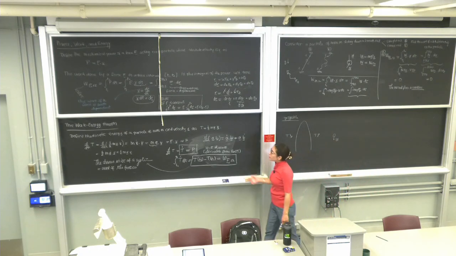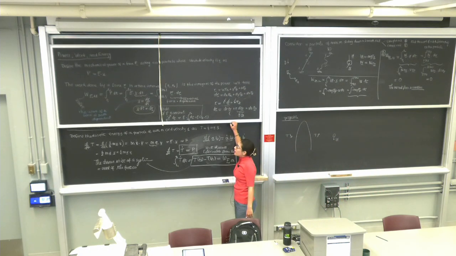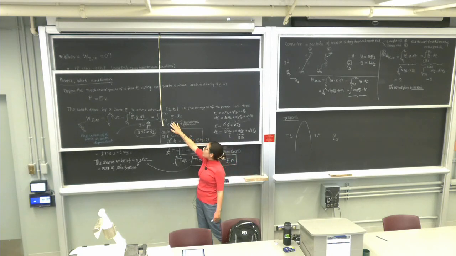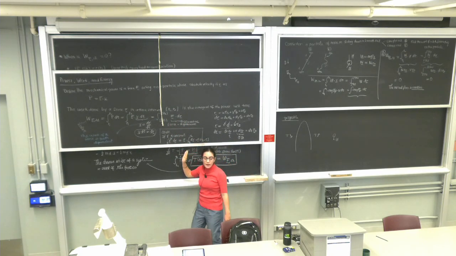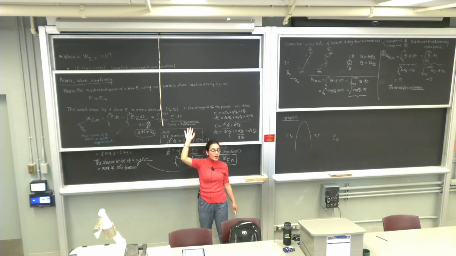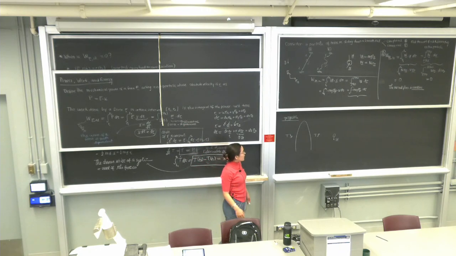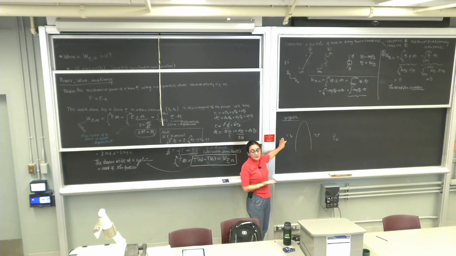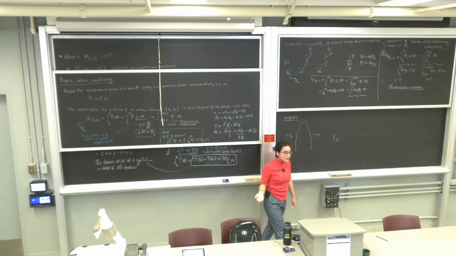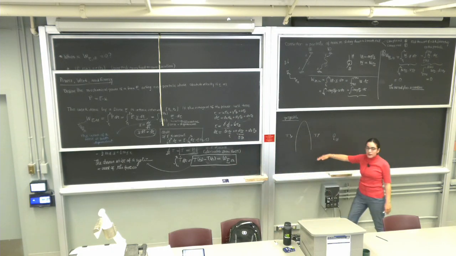Another way to think about it is that if I look at the definition of the work, F dot dr, the weight is pointing down and dr is pointing up because I'm going up. So they're pointing in opposite directions. The dot product is negative, so the work of the weight is negative. Hence, the kinetic energy is decreasing. So it makes sense. The theory is making sense so far. And on the way down, the kinetic energy is increasing.